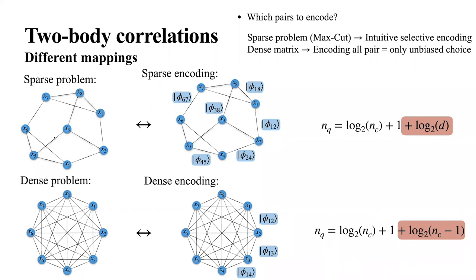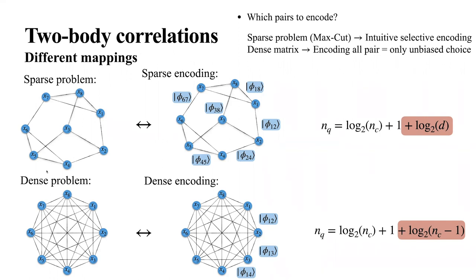I could say, okay, intuitively, the correlations between the classical variables that are connected might be more important, might be more dominant to solve the problem. So I can encode only those. I will say, okay, I encode the correlation between x1, x2, I encode the correlation between x2, x3, but I will not encode the correlation between x2, x8, for example. In that case, the number of qubits that I need would be the same as the minimal encoding plus log 2d, where this is a d-regular graph, that would be log 2d additional qubits I need.